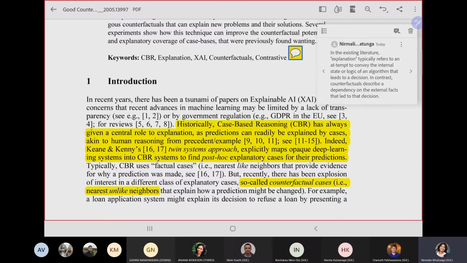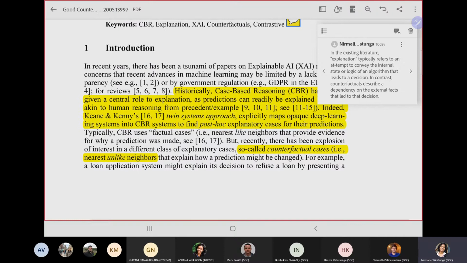And on that basis, they used the CBR system to retrieve cases post hoc, after the decision was made, to explain that decision on the basis of the twin system. So what they're saying is that for this paper, where they are using counterfactual cases, they are expecting an architecture similar to that: a deep learning algorithm twinned with a CBR-like system.